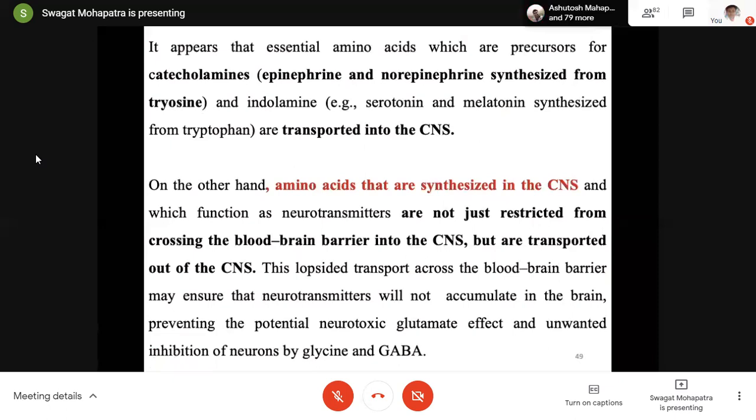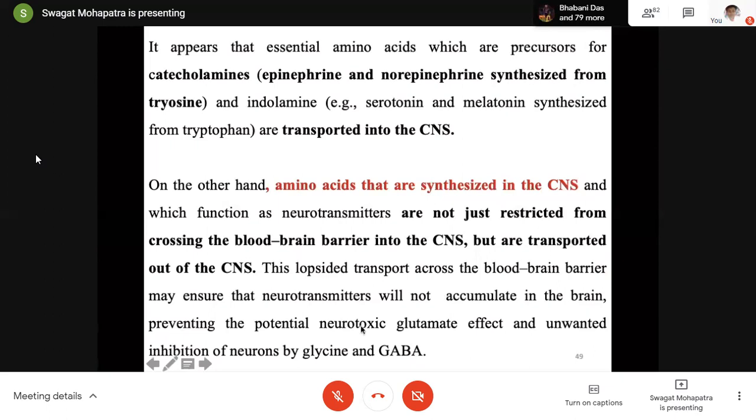So the substances that need to go into the CNS so that neurotransmitters can be produced can be moved from the blood into the CNS. On the other hand, amino acids which are synthesized in the CNS and which function as neurotransmitters are not just restricted from crossing the blood-brain barrier into the CNS, but are transported out of the CNS.